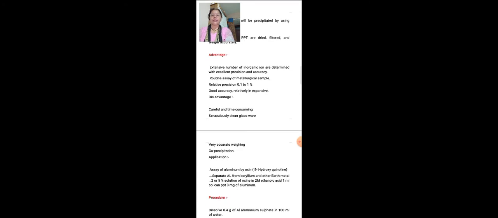Thus, scrupulously clean glassware must be used, with very accurate weighing, and co-precipitation happens. These are the disadvantages, so we have to take care to minimize them, so we can get a purer form, which most important industries require. We have to understand clearly the terms used in gravimetric analysis.